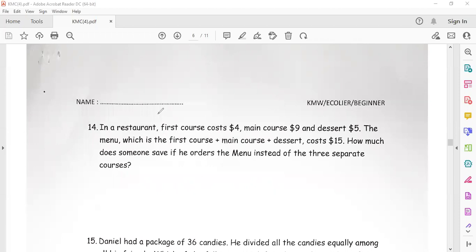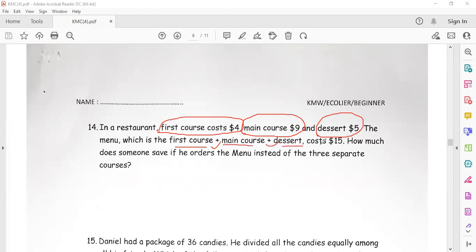So you see, reread the sentence if you don't understand. The first course is $4. Main course is $9. Dessert is $5. The menu, which is first course plus main course plus dessert. It's like a set, like a combo.